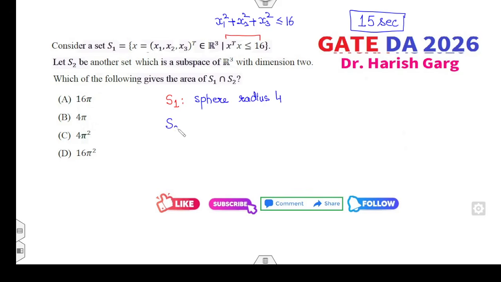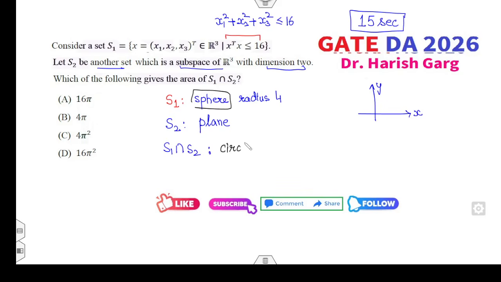Clear? S2 is another set, which is a subspace of R cube with dimension 2. So 2 dimension means xy. Fine. So it's another subspace of this. That means this is the equation of a plane, the xy plane. Then your target is to find the intersection. Do you know what is the intersection of the sphere and the plane? The intersection of the sphere and plane is a circle. And finally your target is to find the area. What is the area of the circle? Pi r square. Radius is 4. So the answer is 16 pi.